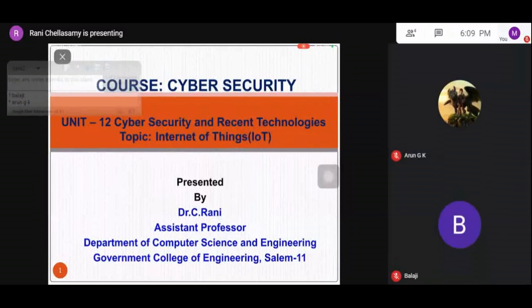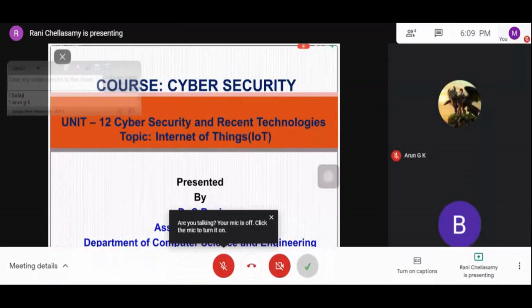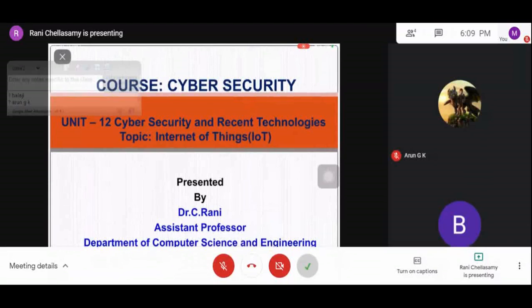So today we'll be seeing the 12th unit, that is cybersecurity and recent technologies. In that, we are going to see the topic on Internet of Things. We'll be seeing the introduction of the IoT, the applications, and the challenges. What are the challenges faced by IoT? All these, with the introduction part of IoT, will be discussed today, and tomorrow we'll be discussing the security aspects of IoT.